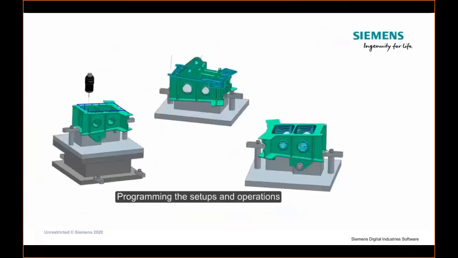Now that we have just seen an example of how to build associative fixtures, the documentation, and some preparation into the inspection or the quality department with CMM, next we shall take a look at the continuing of the process of programming the workpiece and preparing for output to the shop floor. Programming the setups and operations in NX.